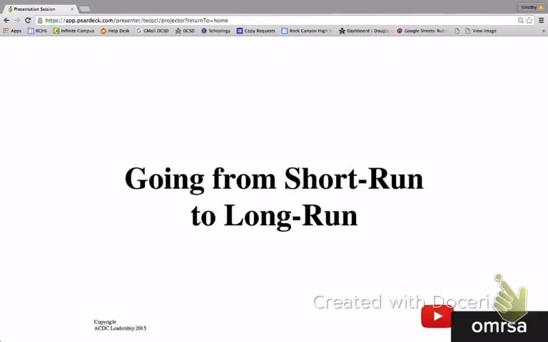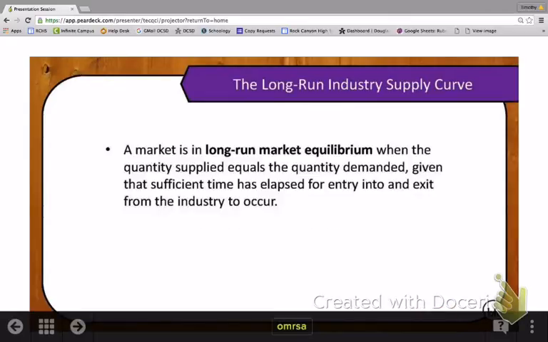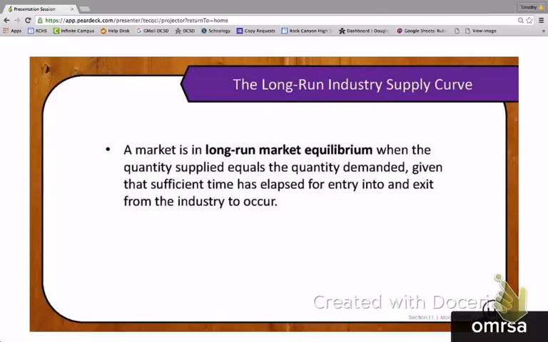So how do we go from the short run to the long run? A market is in long-run market equilibrium when the quantity supplied equals the quantity demanded, given that enough time has elapsed for entry into and exit from the industry to occur.